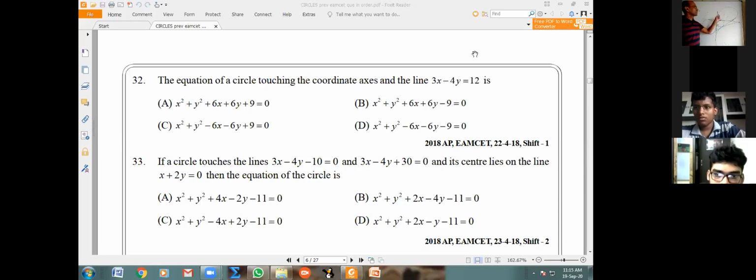If this radius is 5, definitely the center is 5 comma 5. If this radius is 2, definitely the center is 2 comma minus 2. If this radius is some 6, definitely it is 6 comma minus 6 because fourth quadrant. If the radius is 4 here, it will be minus 4 comma minus 4 because third quadrant. You have to use r equal to delta by s, those formulas.